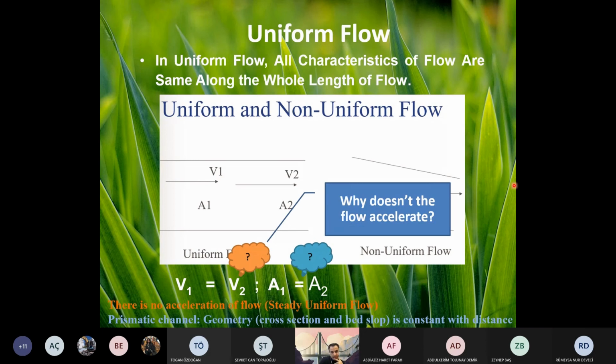So assume this river, and we have flow, water moving from upstream to downstream, and we said that V1 equals V2. So my question here is, why doesn't the flow accelerate? Why along the channel is there no acceleration? Can you guess?